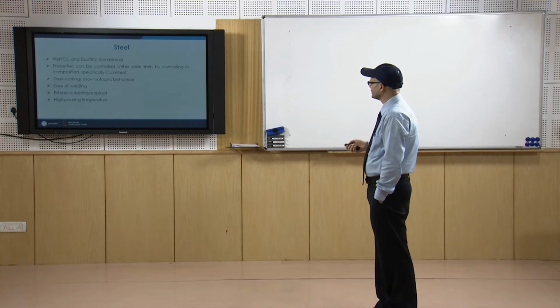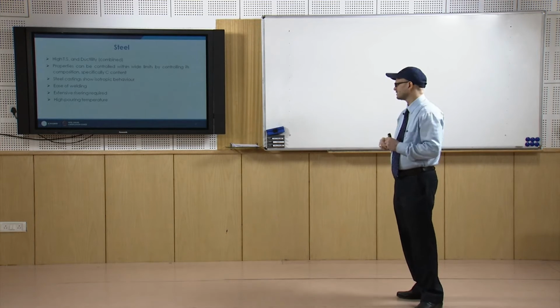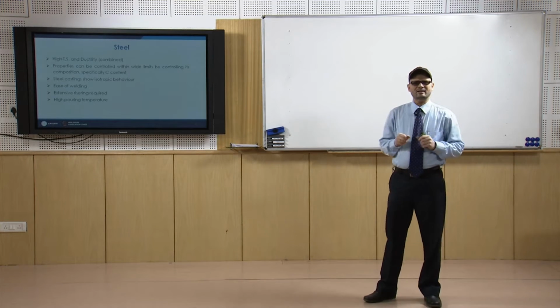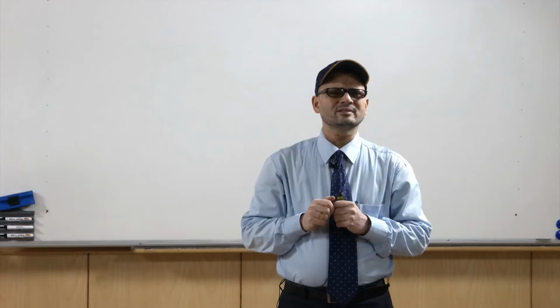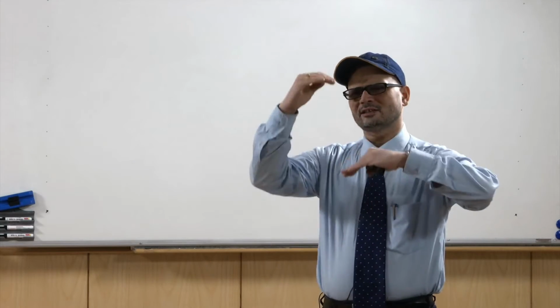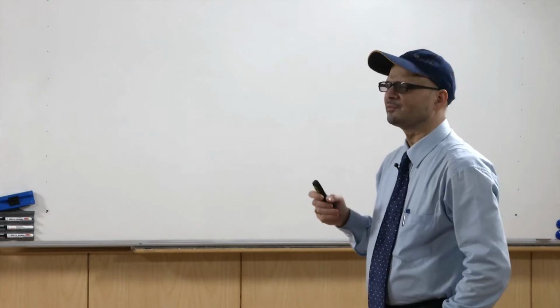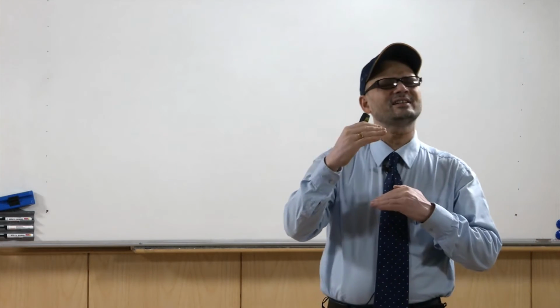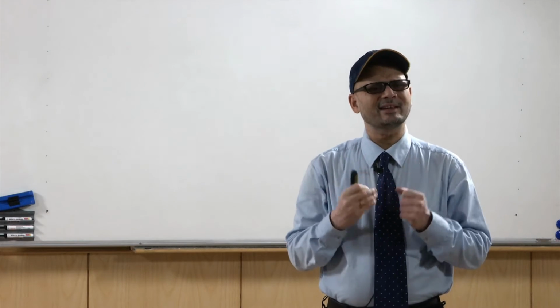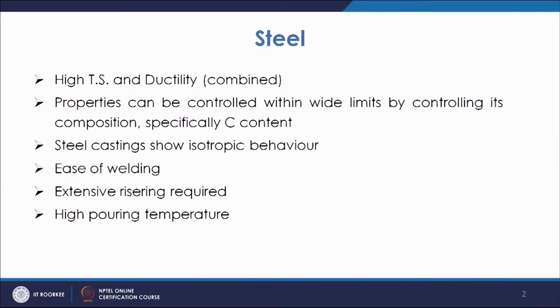Now, the challenge with steel is the extensive risering required, because as we know, when we look at the iron carbon phase diagram, as the carbon content increases, the range of solidification increases. Once the range of solidification increases, there will be difficulties during solidification in the case of shrinkage, and for that extensive risering is required, so that no solidification shrinkage takes place during solidification.